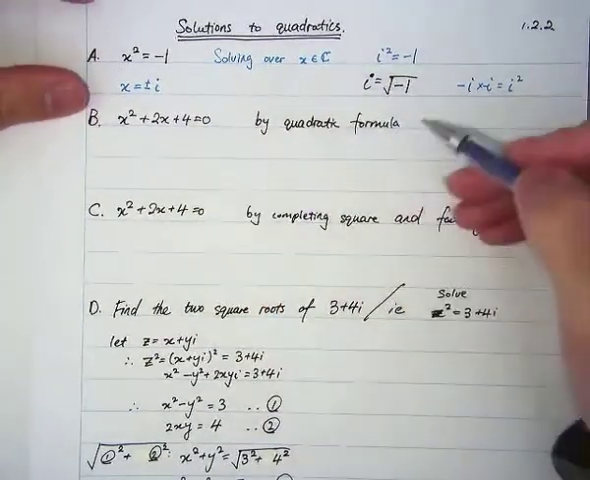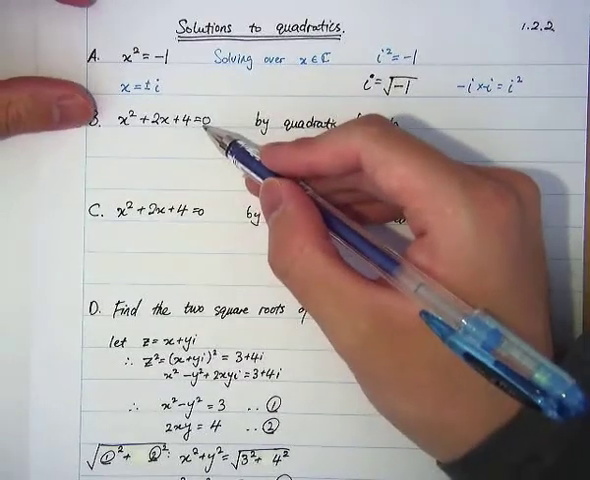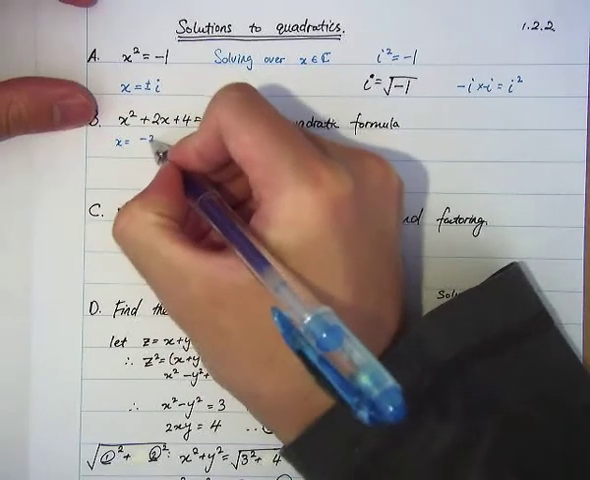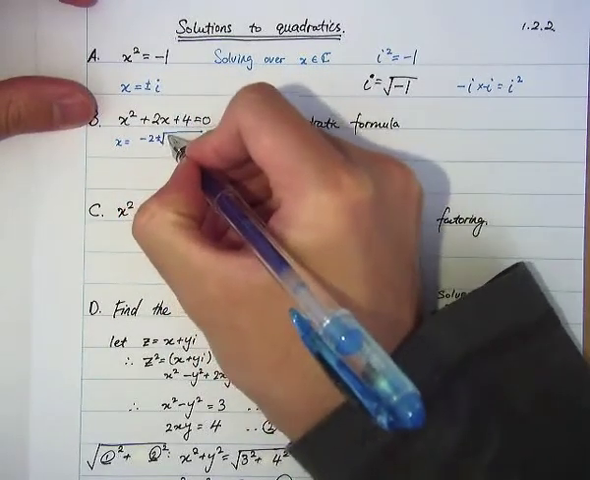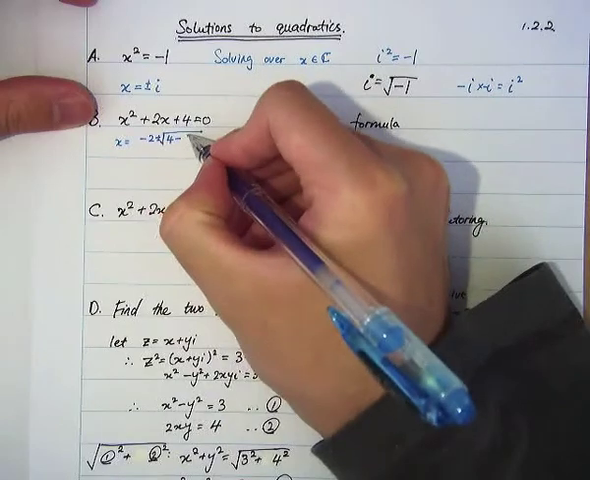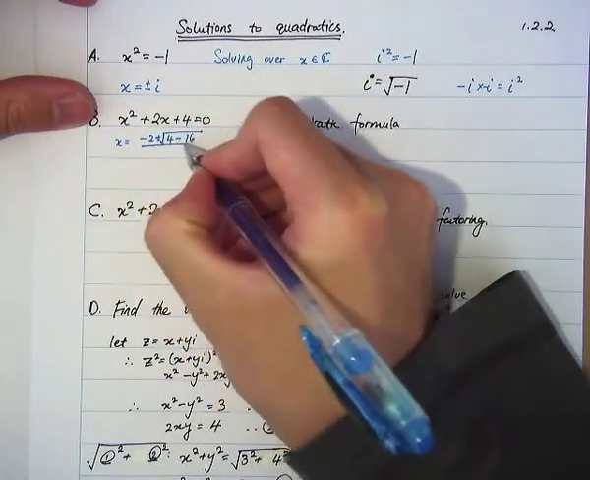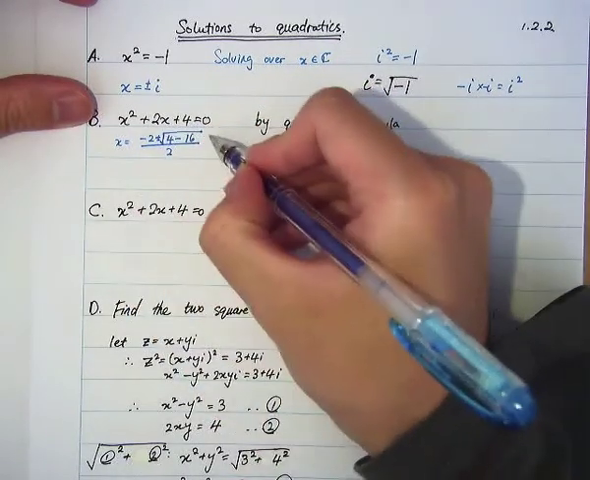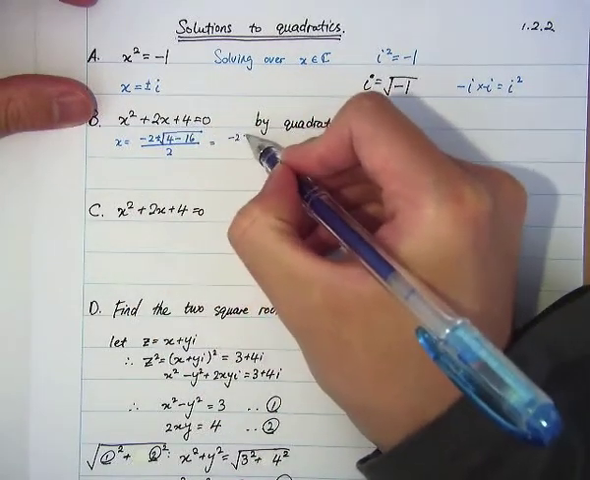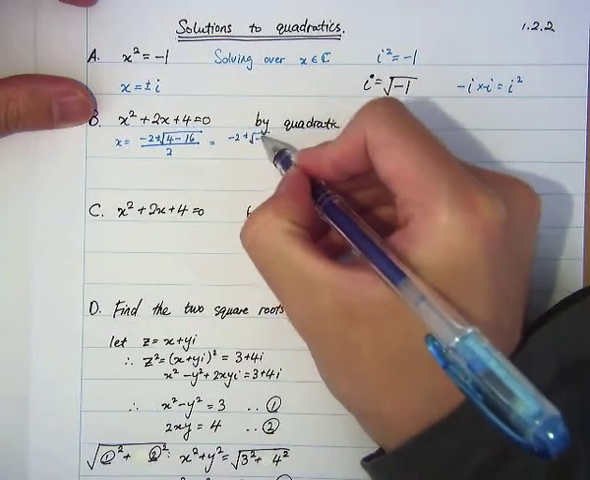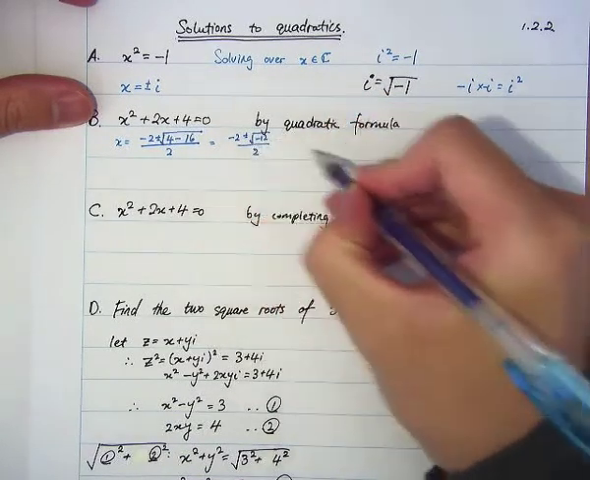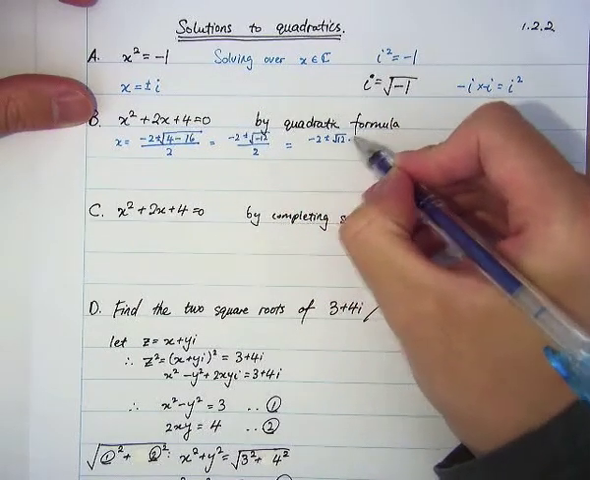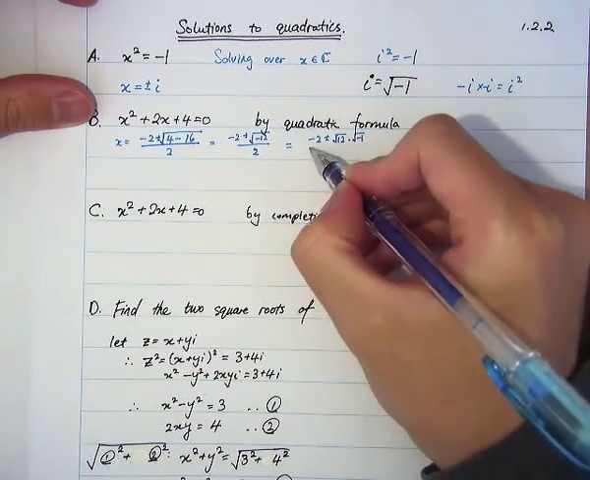Now in this second example, we're going to apply the quadratic formula to this particular equation. So it simply comes out to be x equals minus 2 plus minus square root of 4 minus 16, because it's 4ac, all over 2. Now to simplify that, we're going to have minus 2 plus minus square root of minus 12 all over 2, which is simply minus 2 plus minus square root of 12 times square root of minus 1 all over 2.